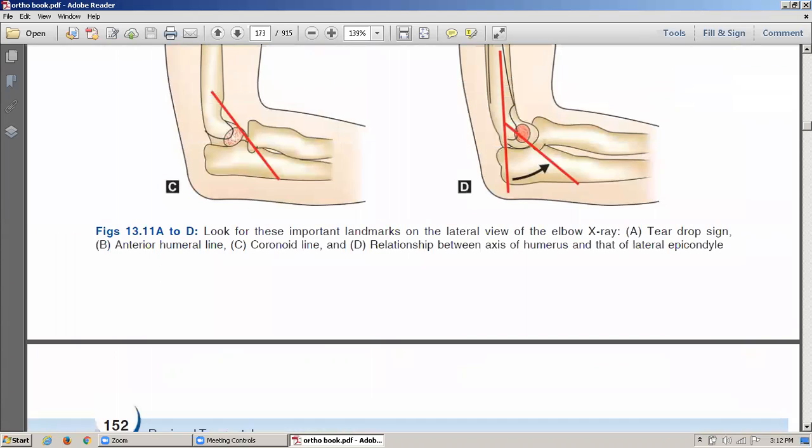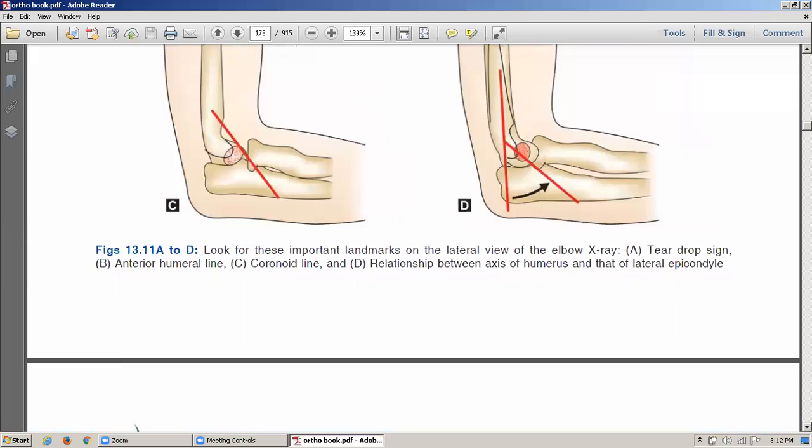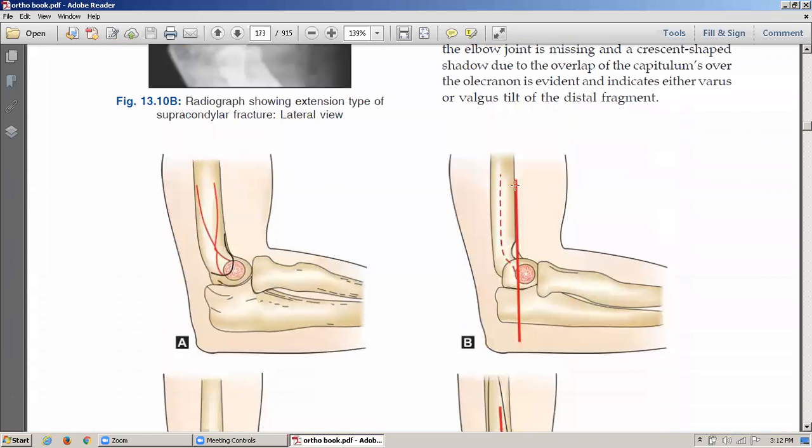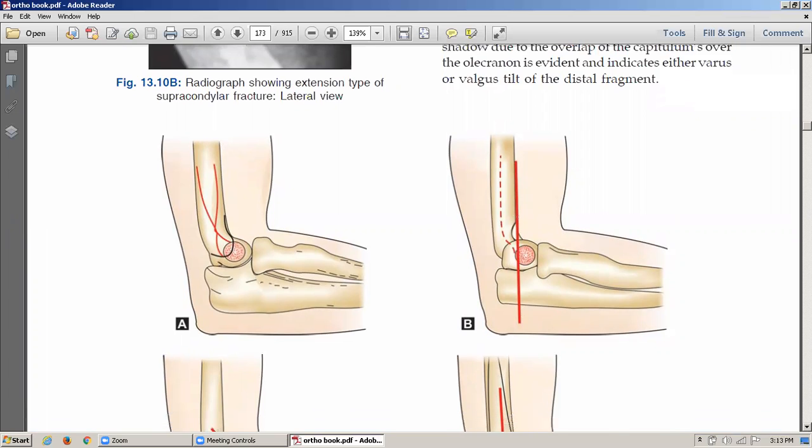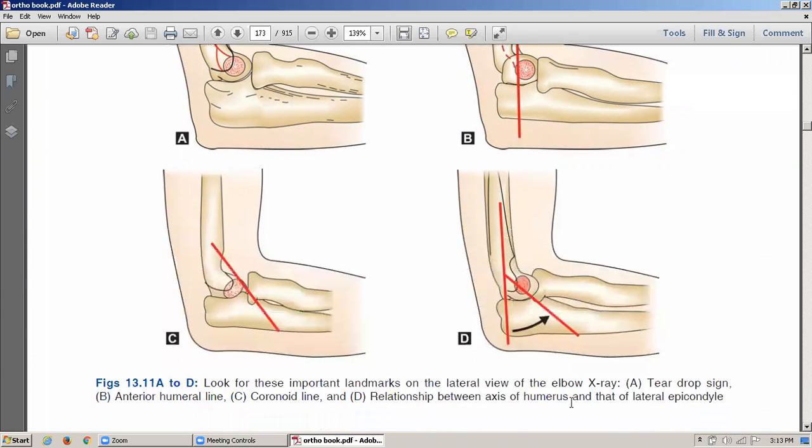Then B, that is the anterior humeral line. This one is the anterior humeral line, drawn from the long axis of the humerus, so it is called the anterior humeral line. Then C, the coronoid line, this one. And this is the relationship between the axis of the humerus and that of the lateral epicondyle.